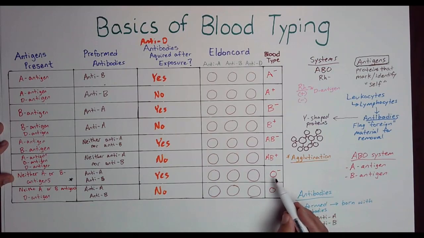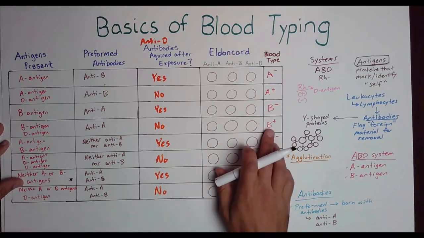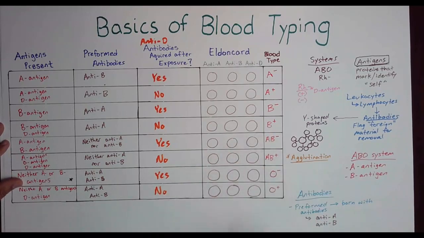However, they can only receive O negative. If they don't have any antigens and they're given a B plus, that's a double whammy. Even if they're given an O plus, they can't have that because the plus is on there. So an O negative is a universal donor. They can only receive O negative though.